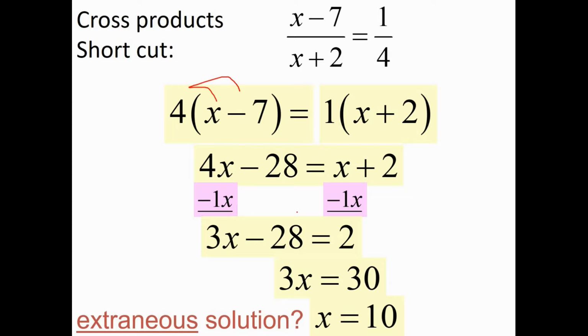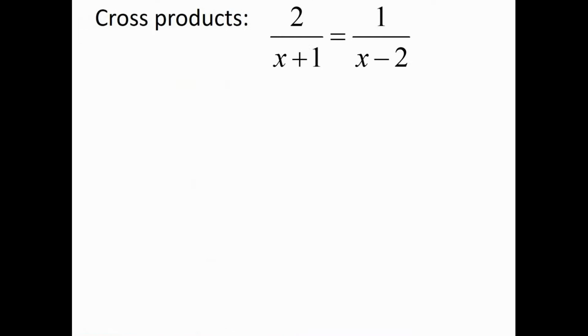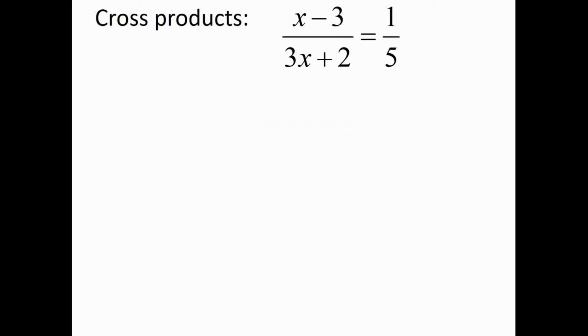Is 10 an extraneous solution? Okay. No. Because 10 minus 7 is 3. 10 plus 2 is 12. So, pag simplify natin, 3 over 12 is 1/4 pa din. Again, we can use cross product. X plus 1 times 1 is x plus 1. X minus 2 times 2 is 2x minus 4. That will leave you 5 is equal to x.